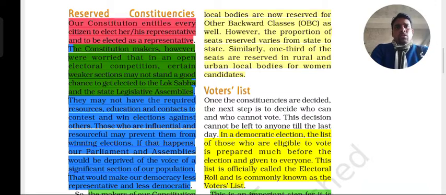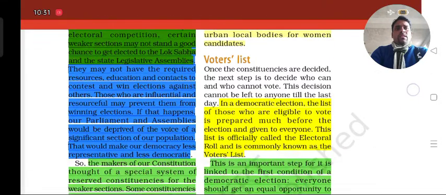If that happens, our parliament and the assembly would be deprived of the voice of a significant section of our population. If only the resourceful or influential person gets elected and the weaker section people do not, then we are not providing proper rights for the people, and they are denied their voice in the constitution or in the government.